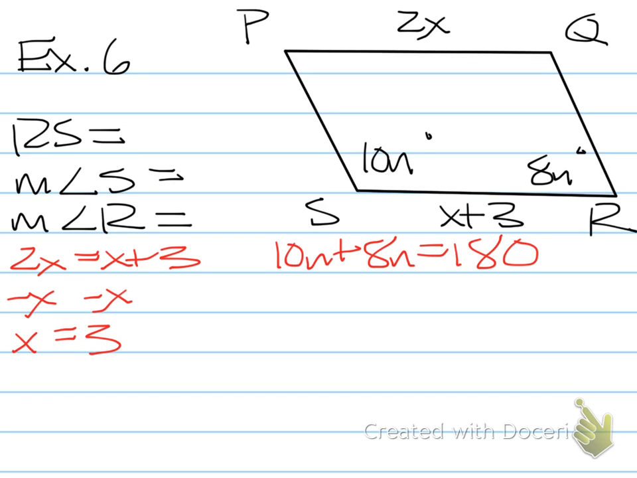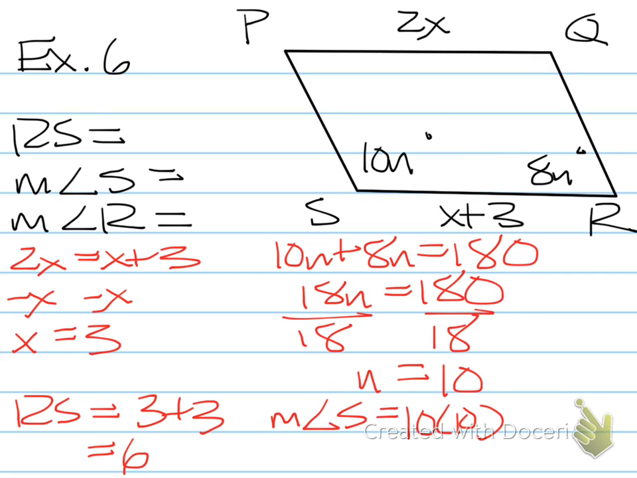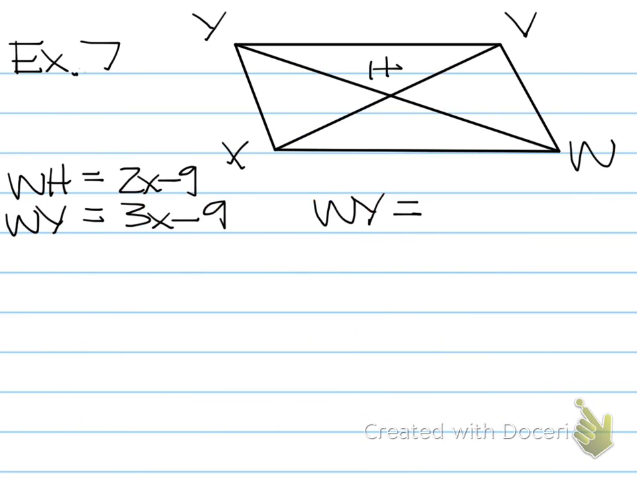For N, the consecutive angles are supplementary, so we'd have 10N plus 8N equals 180. Solve for N and we get 10. Again, RS is going to be 3 plus 3, which is 6. The measure of angle S is 10 times N. 10 times 10 is 100. And then the measure of angle R is 8 times N. 8 times 10 is 80.